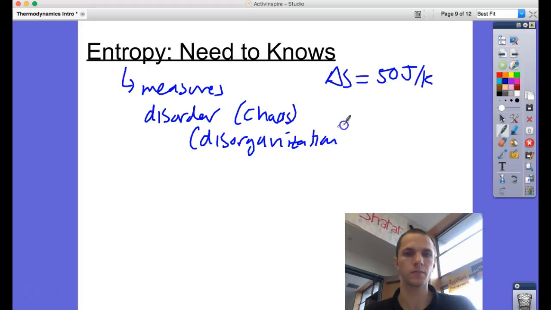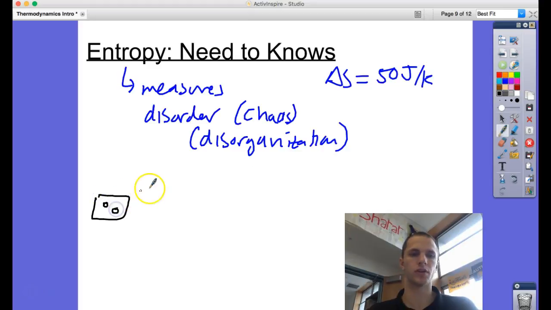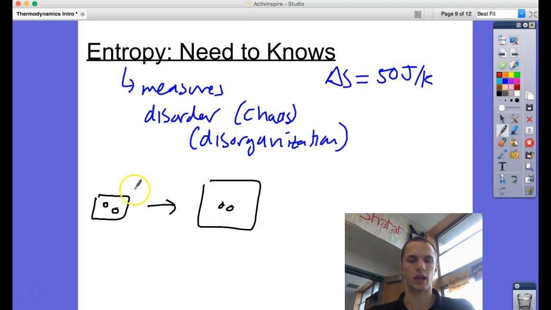Okay? So for example, if you had two little spheres in a box, and then you move those spheres into a bigger box. What do we mean by disorder and chaos and disorganization? Well, in this bigger box, there's more room for these little molecules or whatever to move around. Here there's a lot less.